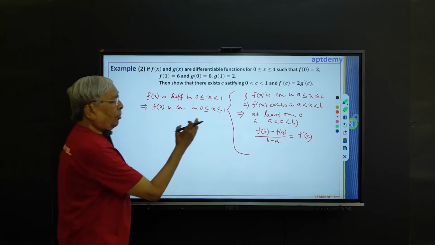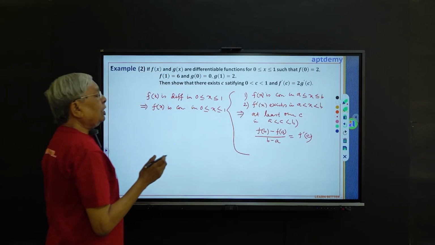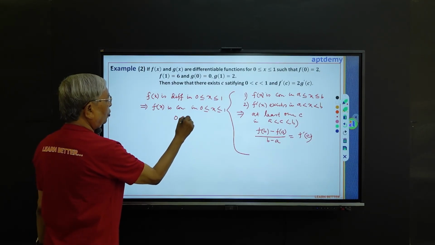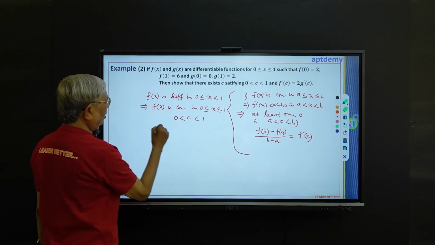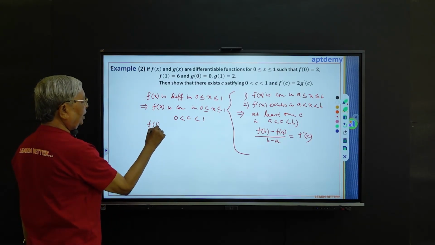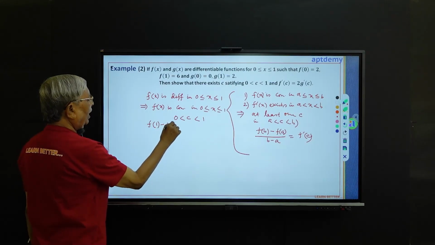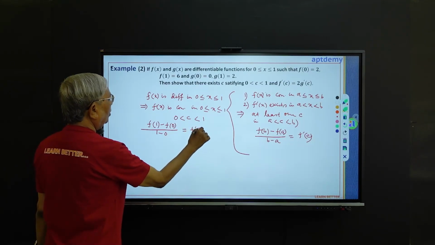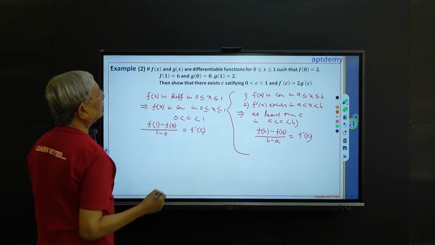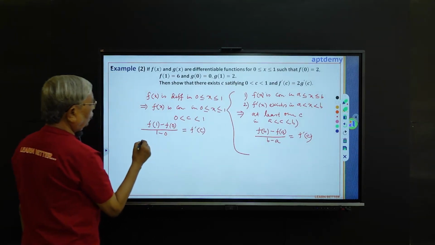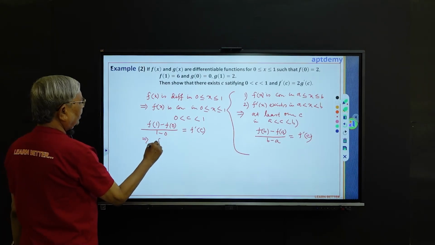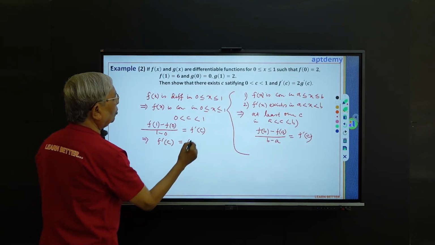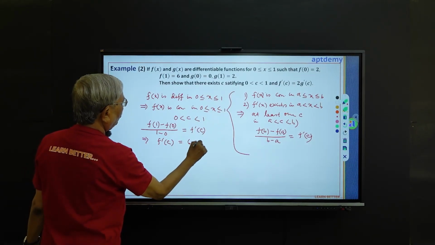Then what is the statement? There exists at least one c between 0 and 1, since we have taken the interval 0 and 1, such that f(1) minus f(0) by 1 minus 0 must be equal to f dash c. What you are given: f(1) is equal to 6 and f(0) is equal to 2. So this implies f dash c equals 6 minus 2 by 1, so this is our 4.